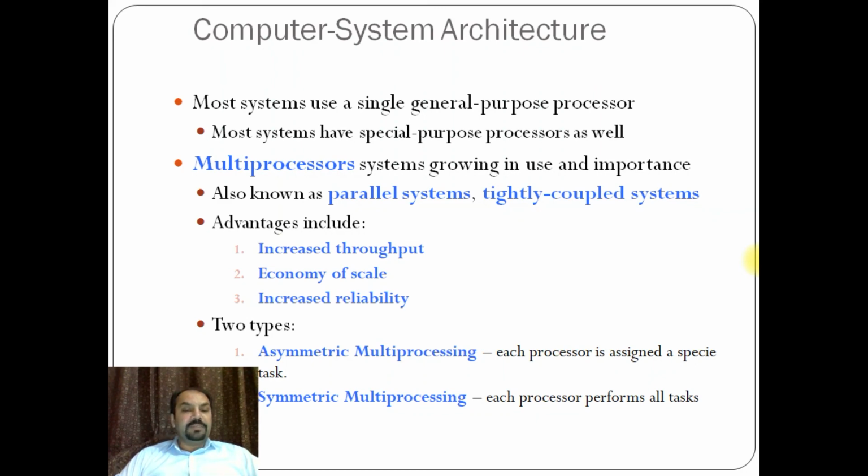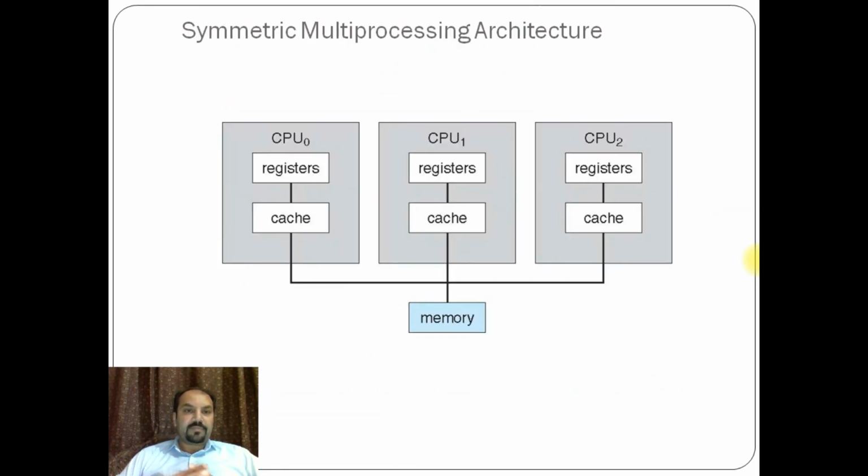There are two types of multiprocessor systems. One is asymmetric multiprocessing and the other is symmetric multiprocessing. First, we will discuss symmetric multiprocessing architecture. The difference is about sharing. There are many differences between the two types, but the major difference is about sharing of computer memory.